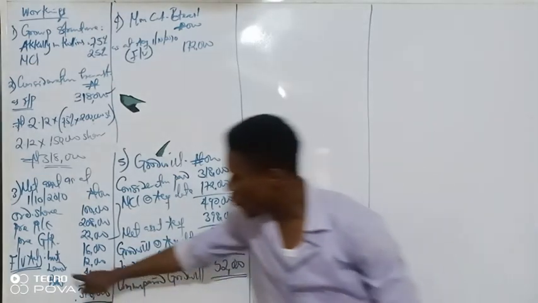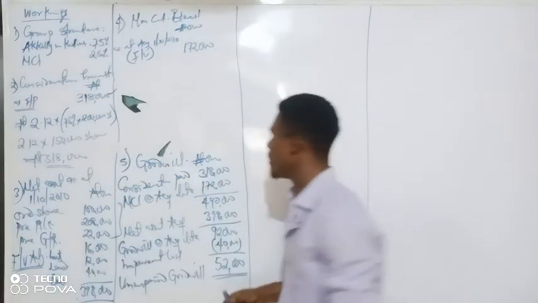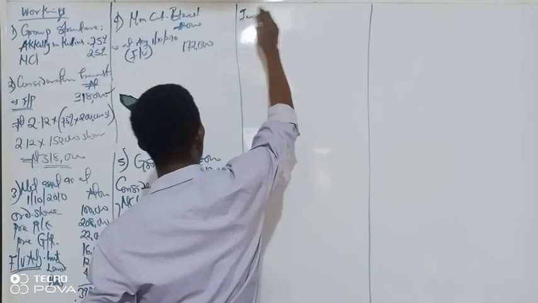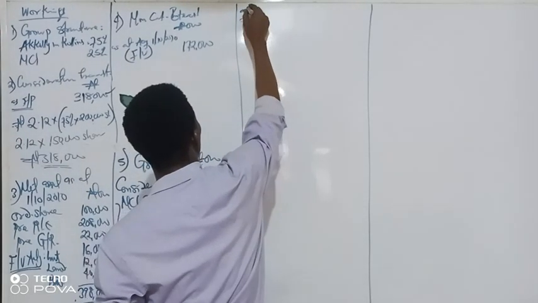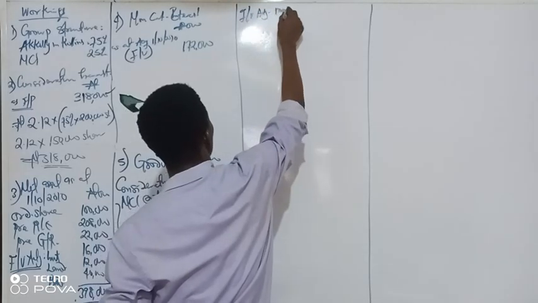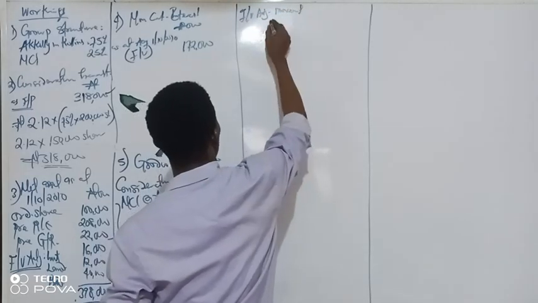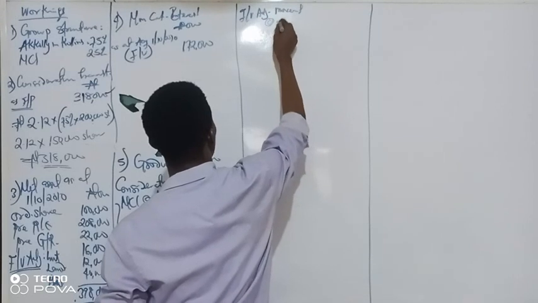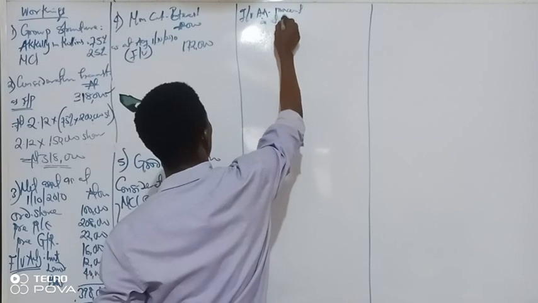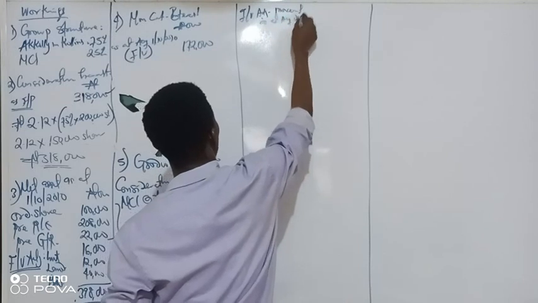But for the other one, for the land and building, let's try the movement now. Fair value adjustment movement. Now, as at the day we acquire, as at acquisition date, which date is that?